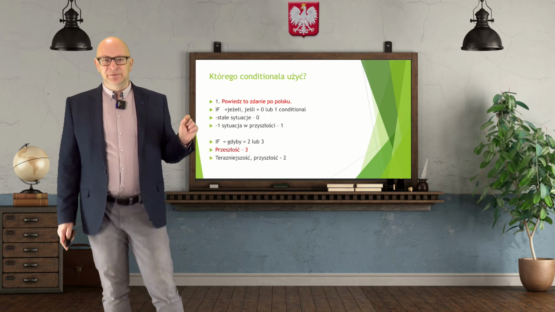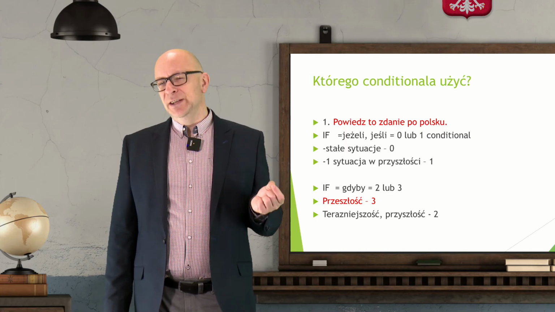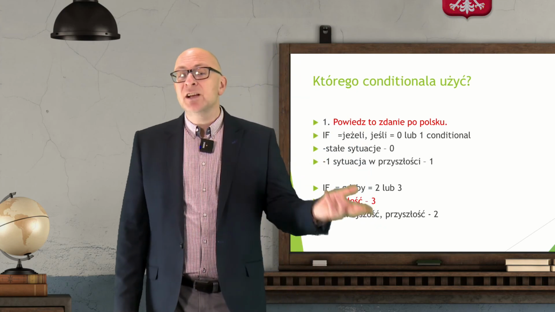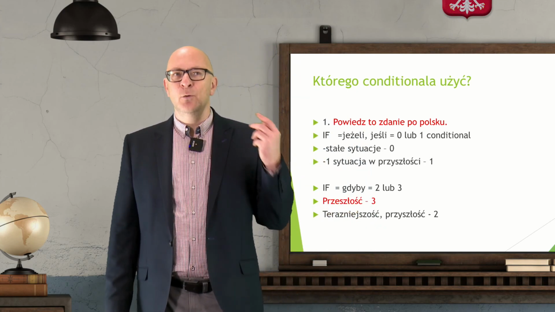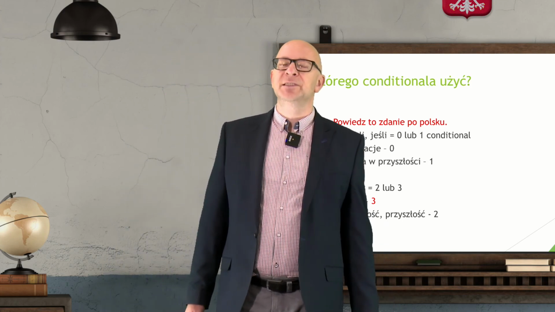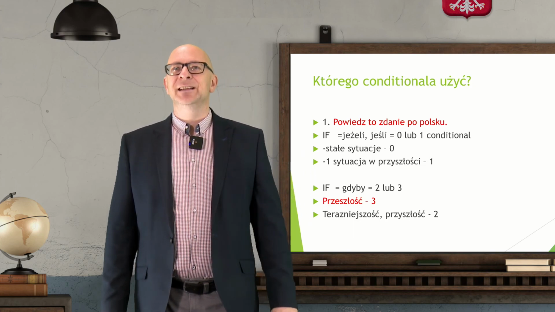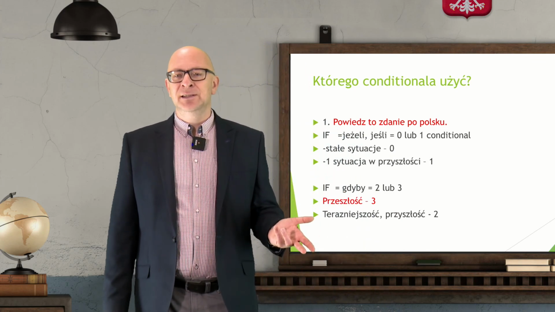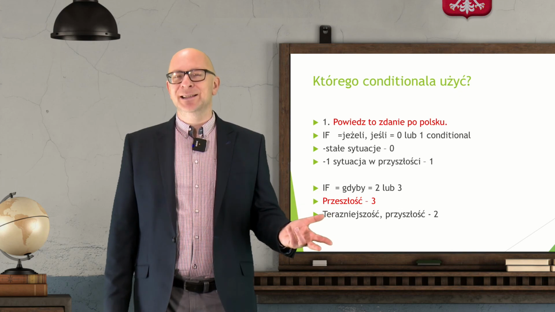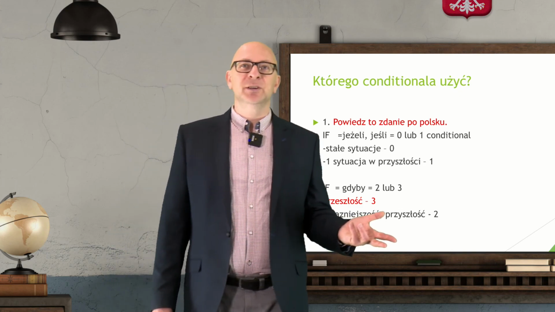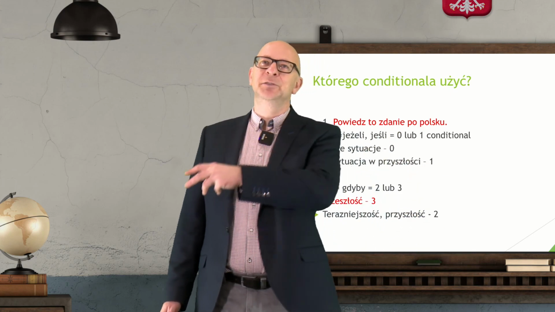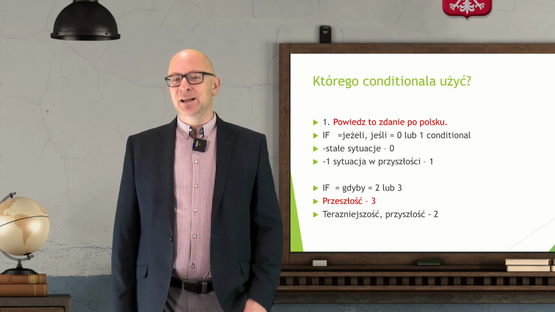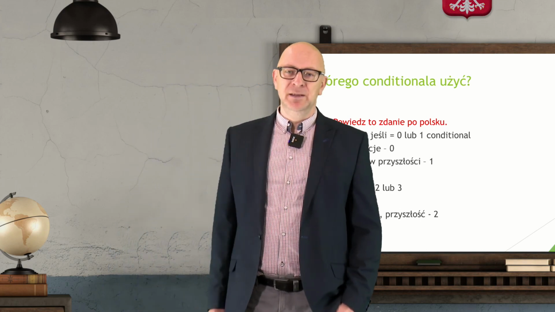Then look at the word if. If you translate this into Polish and the word if means jeżeli or jeśli, well, it must be zero or first conditional. If it's constant situation, must be the zero conditional. If it's one specific situation in the past, must be the first conditional. If the word if means gdyby, then you know it's the second conditional or the third conditional, and then it's easy to distinguish them. If we are talking about the past, must be the third conditional. If you're not talking about the past, it means you're talking about the present or future, must be the second conditional. This is my tip. This is my way of doing it, the way I did it when I was learning this. So maybe you will find it helpful.